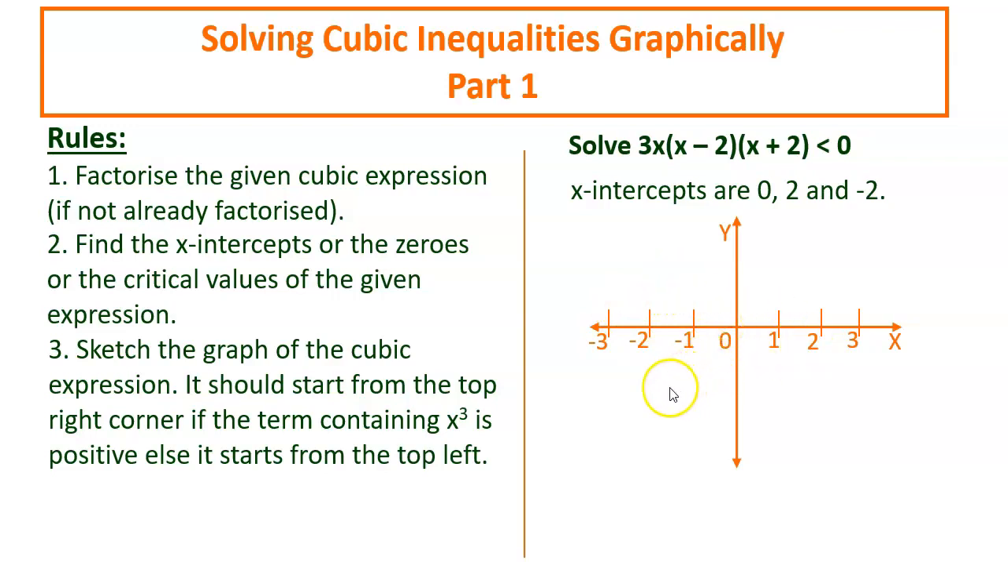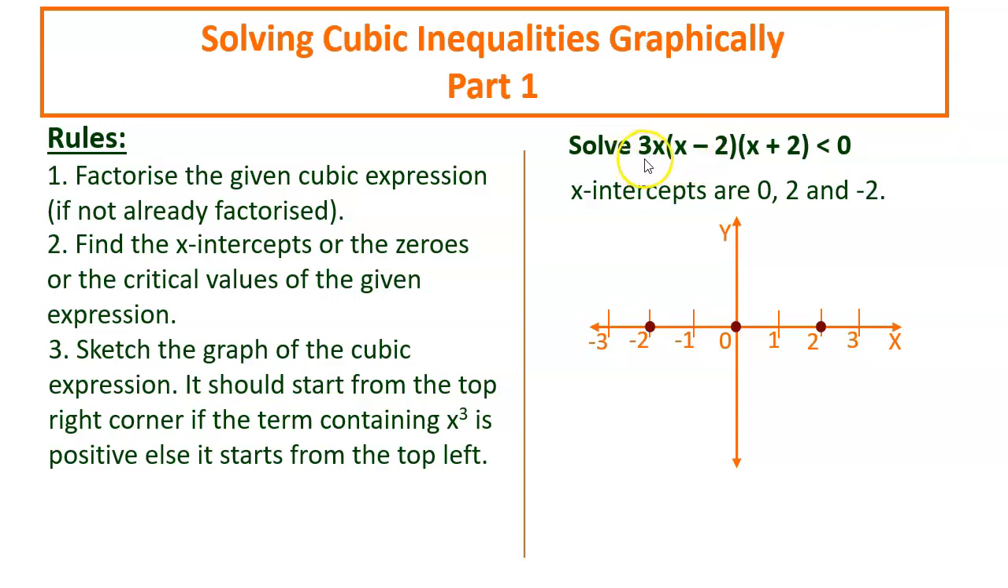This is the xy axis, and first of all we will be plotting the three x-intercepts. These are negative 2, 0 and positive 2. Next, the term containing x to the power of 3 is positive. Because the expression has been factorized, you are not able to see that clearly, but how can you get the term containing x to the power of 3? It will be obtained when you multiply this 3x with x. 3x times x will be 3x to the power of 2, and that when multiplied with this x will give us the term containing x to the power of 3. That is 3x to the power of 3, which is a positive term.